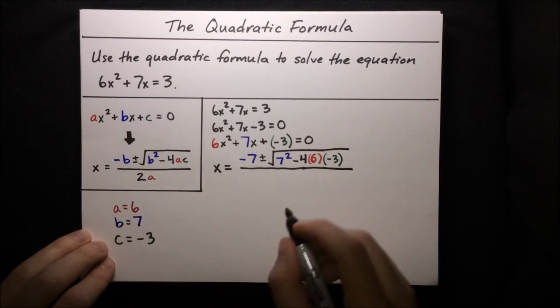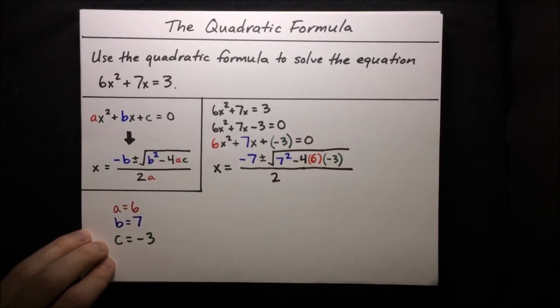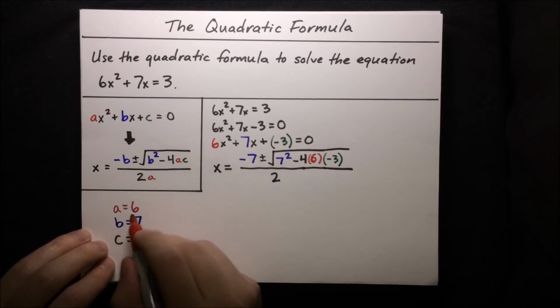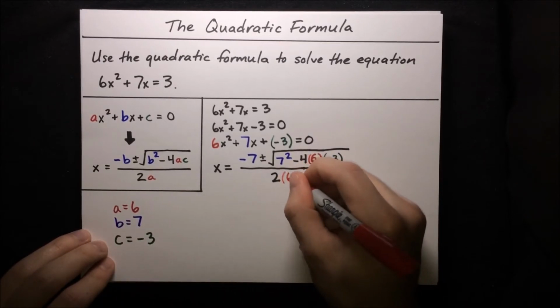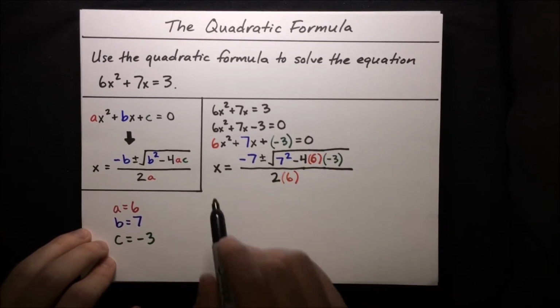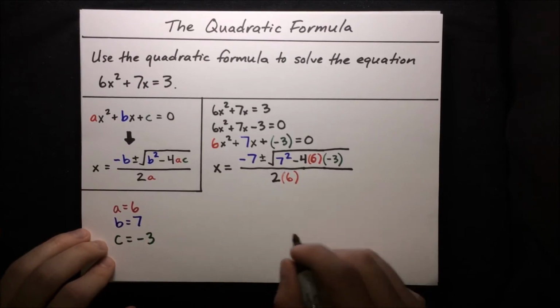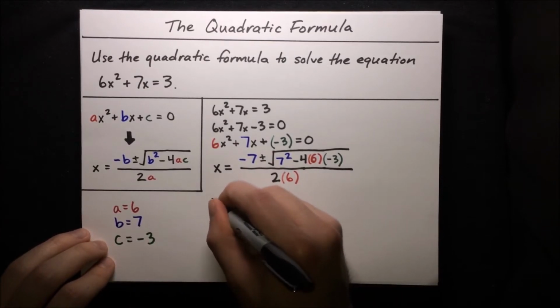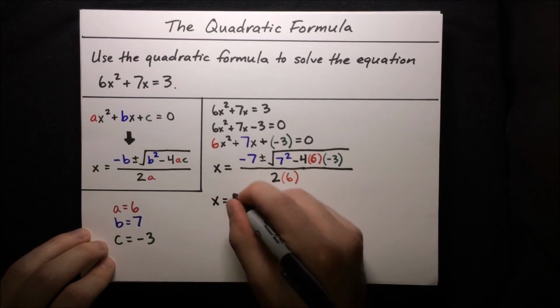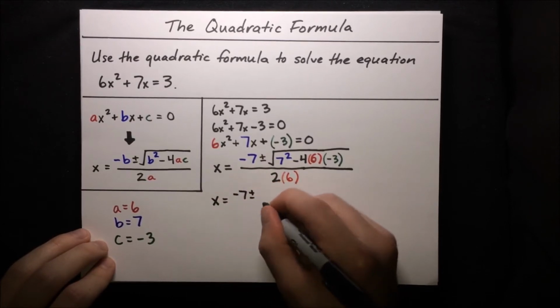And then on the bottom we've got 2a, so 2 times a, and a, as we know, is just 6. So 2 times 6. Now it's just a matter of computing what this expression is. Let's write it down again and compute. So x equals -7 plus or minus the square root.